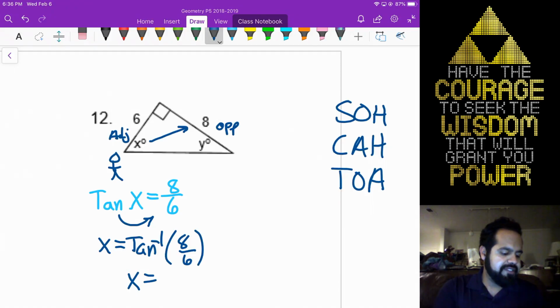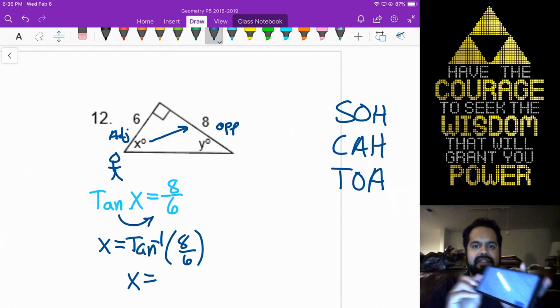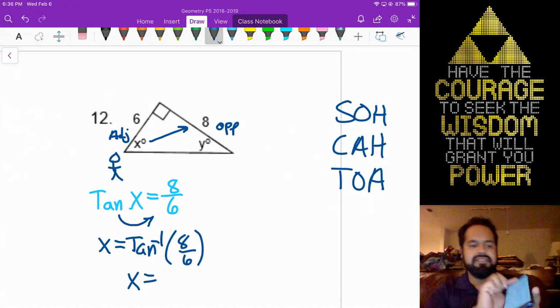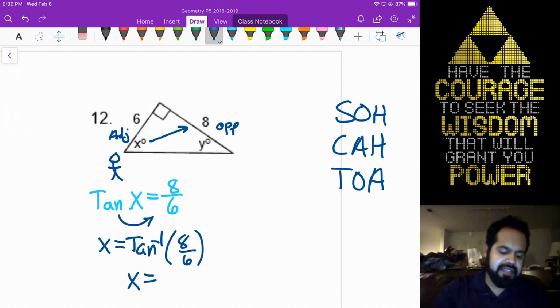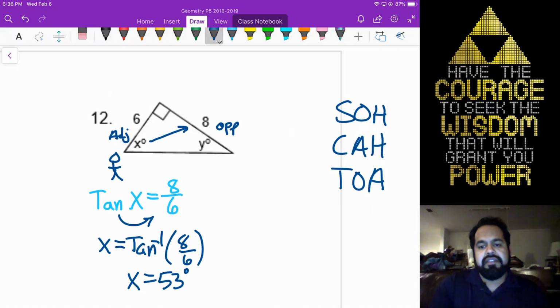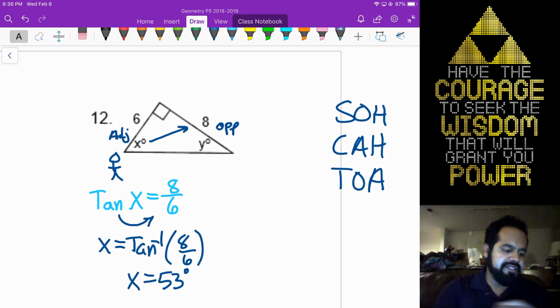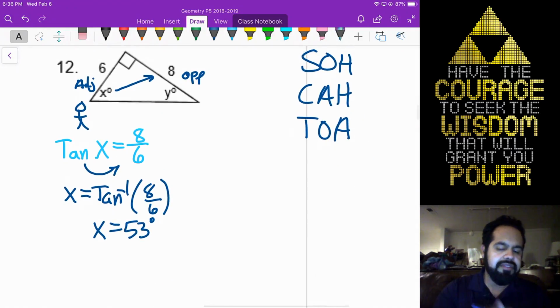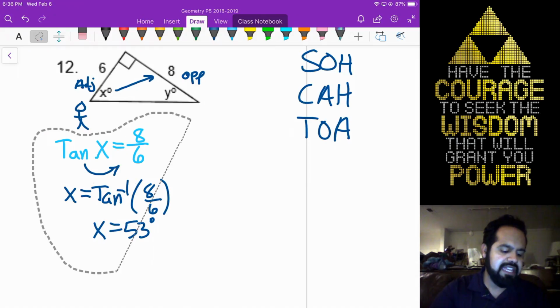All right. Inverse tangent of 8 divided by 6, and then I get a nice 53 degrees. So that's my angle there. Now, one thing to note here is if you remember that all three angles in the triangle have to add up to 180.